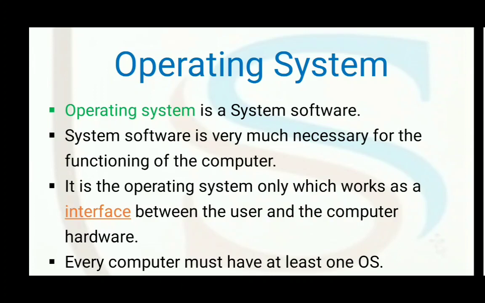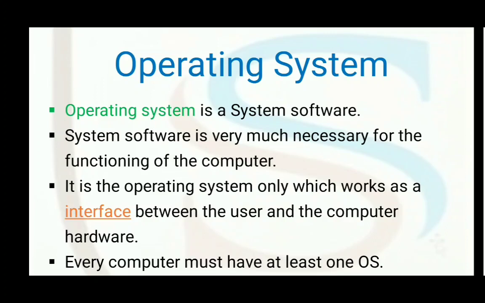Once again, an operating system is system software. System software is very much necessary for the functioning of a computer. It is basically an interface between the user and the computer hardware. If the operating system is there in the computer, then only the computer will work. Otherwise, the computer would never get switched on. So, an operating system is very much necessary for a computer.